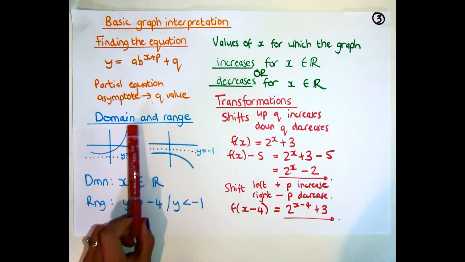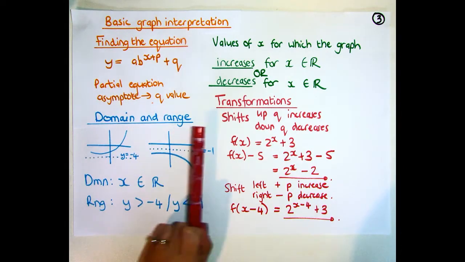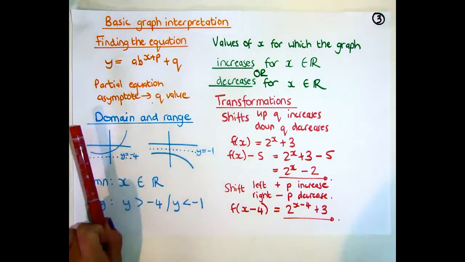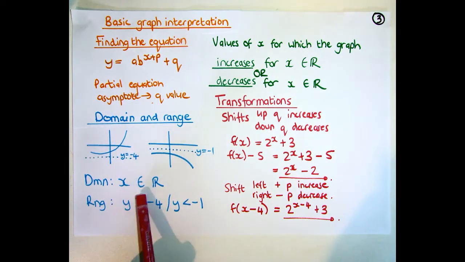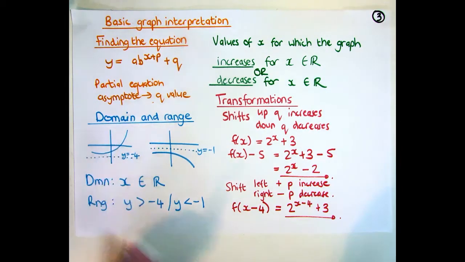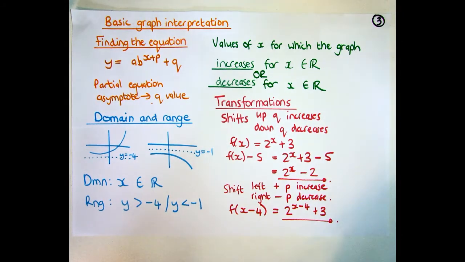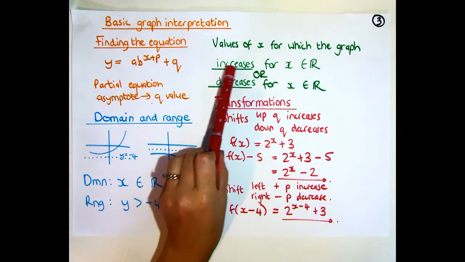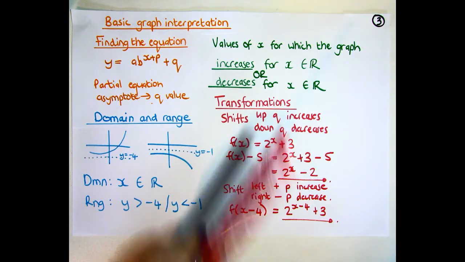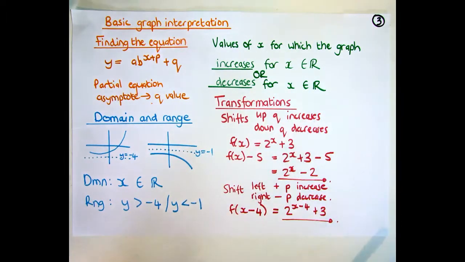For the domain and range, remember that these functions go infinitely left and right, which makes the domain x an element of real numbers. The range will go from the asymptote up or from the asymptote down to -infinity. Exponential functions either increase for all values of x or decrease for all values of x.